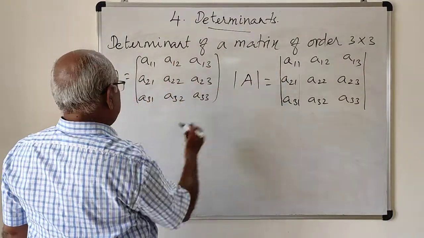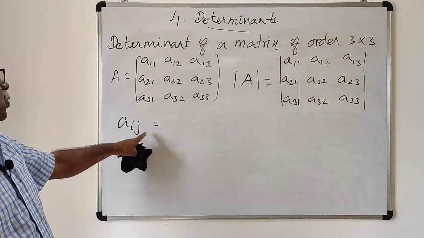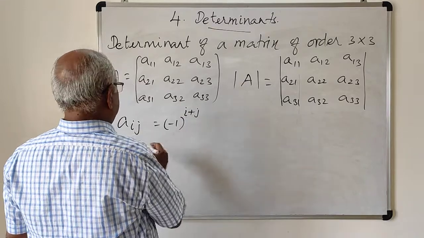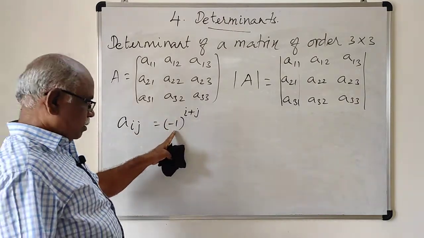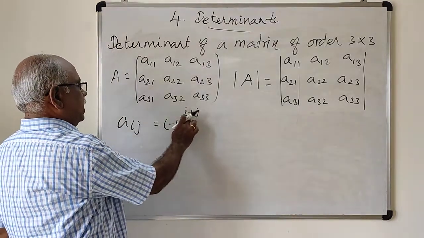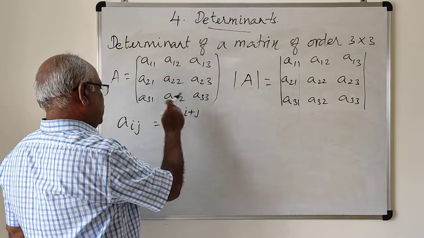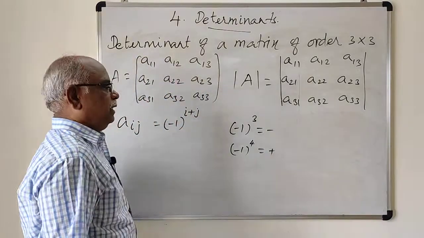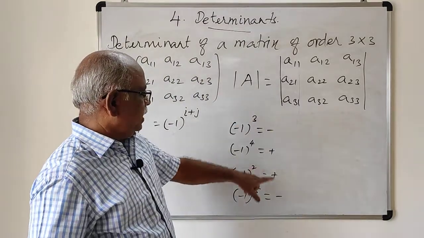In any 3 by 3 determinant, there is an element Aij, the ith row jth column element. The sign of the ith row jth column element is determined by minus 1 power i plus j. Minus 1 is the base, and the power is the row number and column number added. If the addition of i and j is odd, there is a minus symbol. If the addition of i and j is even, you get a plus symbol, because minus 1 power 3 is minus, minus 1 power 4 is plus. Minus 1 power 2 is even, plus; minus 1 power 5 is odd, minus. So odd powers of minus 1 are minus, even powers are plus.